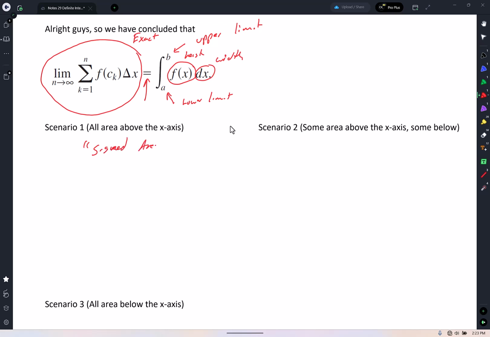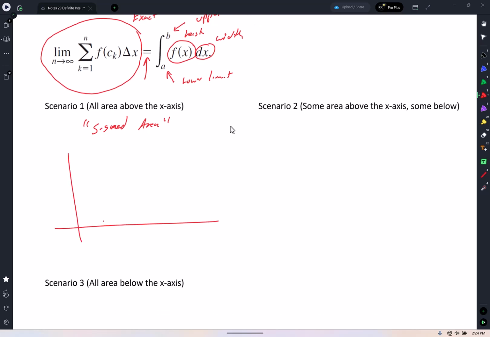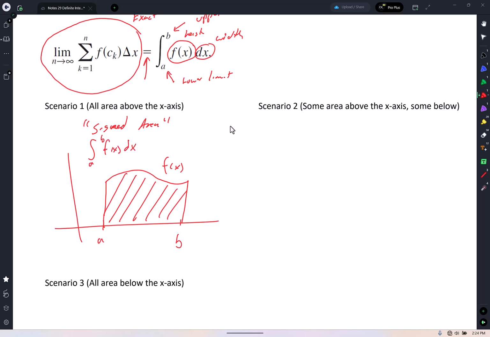Signed area. And I'm putting them in quotes because technically area is always positive. So all the areas above the x-axis, here's A, here's B, and I have some curve, and that's f of x. And I just go from A to B, and that's what we're talking about. So this is like the integral from A to B of f of x. And because it's all above the x-axis, that will assure us that this area from A to B of f of x dx will always be positive.